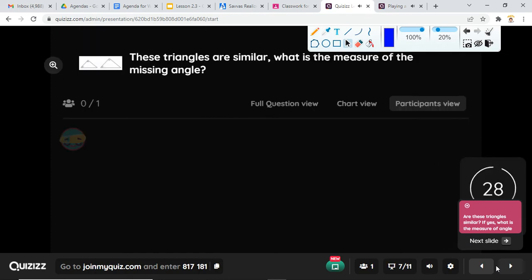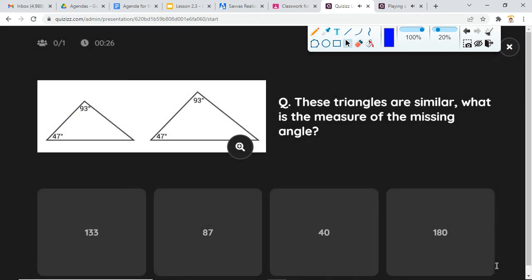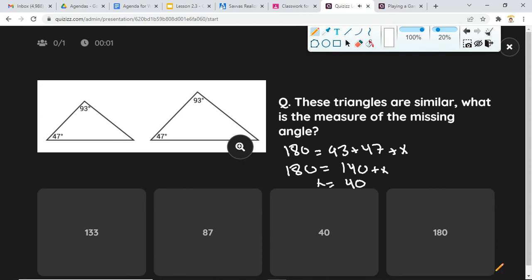These triangles are similar. What is the measure of the missing angle? So we have to find the measurement of the missing angle right here for both of them. On this problem we notice that we have 2 out of the 3 measurements in our triangle, which means 180 degrees is going to equal 93 plus 47 plus, let's just call it x. It's 180 is equal to 140 degrees plus x, which means x is equal to 40 degrees.